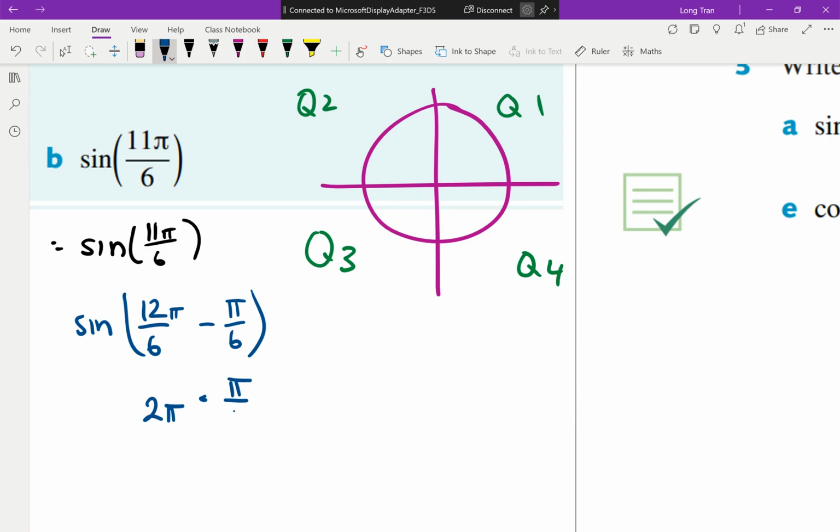This is why it gets a lot of students, because if you're not strong at fractions, you can see why it gets tricky. Where's 2 pi? I'm always trying to convert this into a nice whole number, because then I know even pi's are over here, odd pi's are over here. So 2 pi must be over here. But if 2 pi is here, I'm minusing pi on 6. So I'm not adding. Adding means you go anti-clockwise. Minusing means you go backwards. And I'm minusing pi on 6.